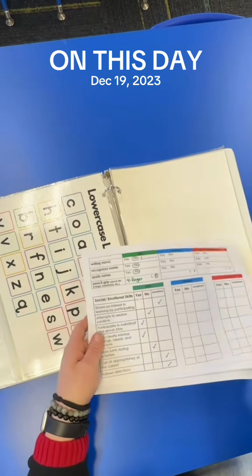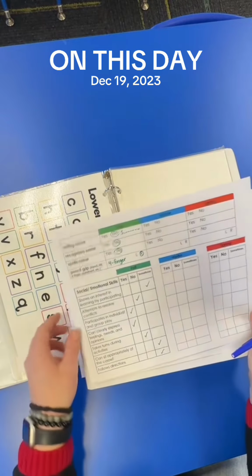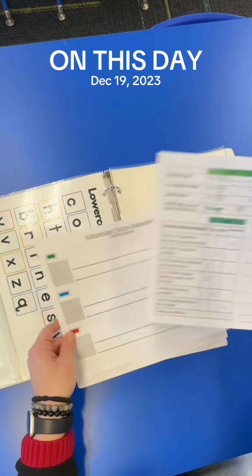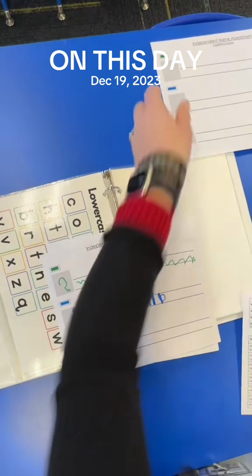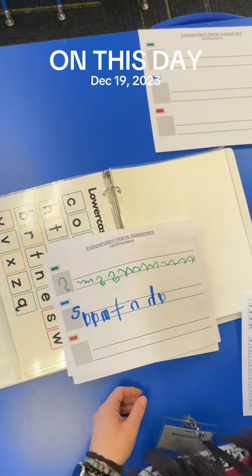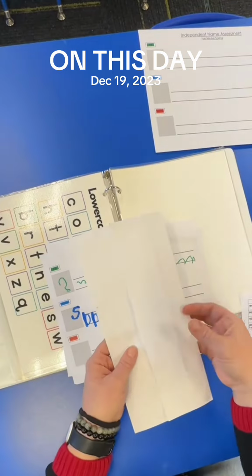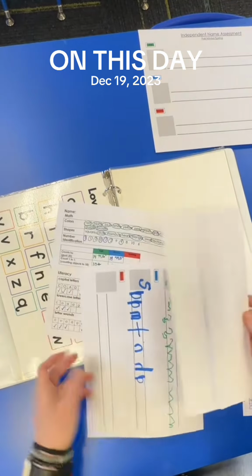Next, we're moving on to name writing and social emotional skills. Name writing is something that we really focus on in preschool, so we often see really big results from the beginning of the year to the middle of the year. I pulled this name example out because I was particularly proud of this student. She doesn't have her letters in order, but she does have all of the letters in her name.